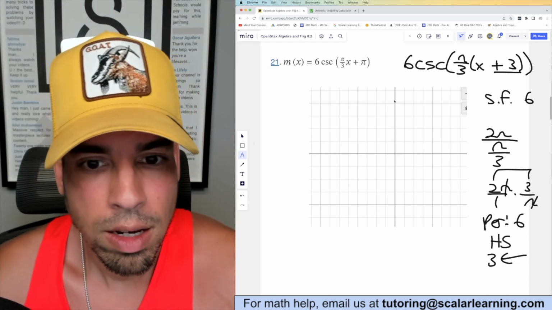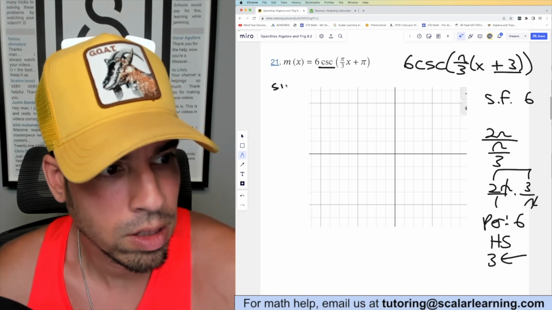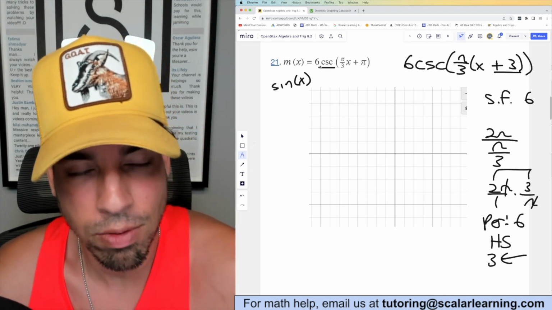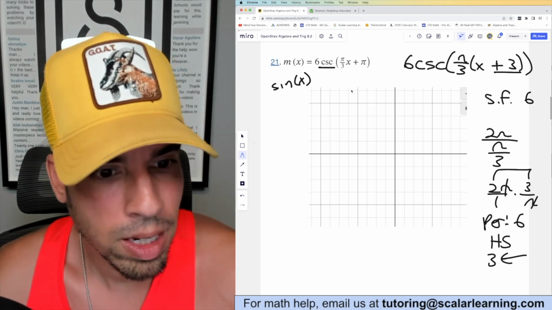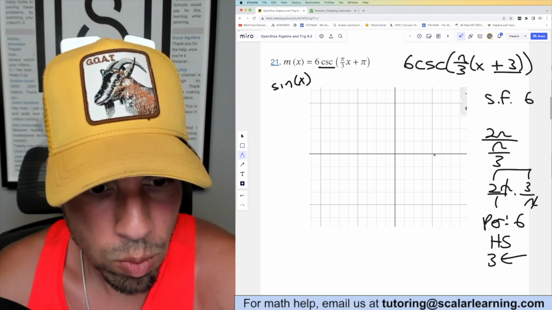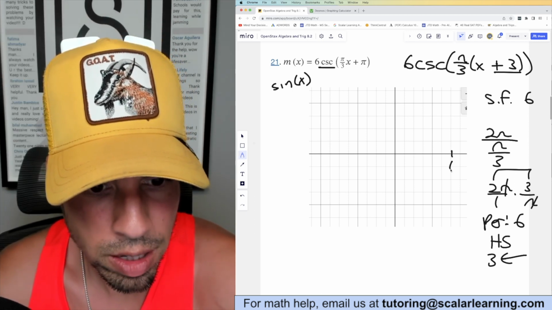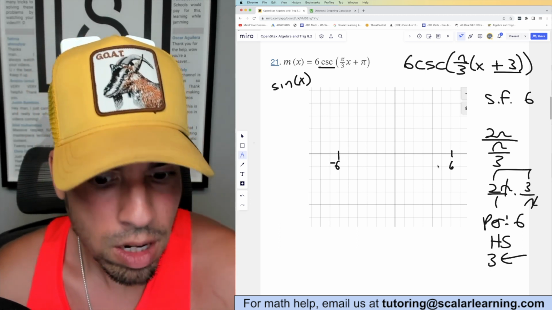So this is great. And my strategy for these is usually, since this is cosecant, I'm going to graph the sine function of this. I'm going to graph this as if it were sine, and then we're going to use that to graph the cosecant. So sine, in this case, since we have a period of 6, I'm going to literally go by 1, 1, 1, 1. So this is 6 right here. This is -6 here, okay? So there's 2 periods.